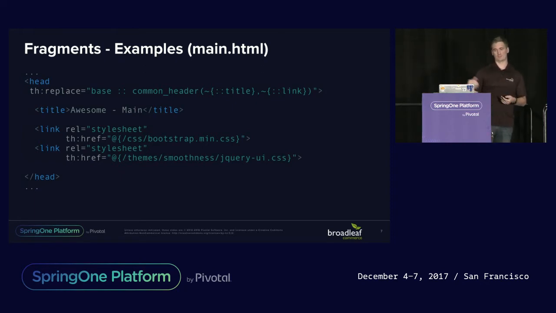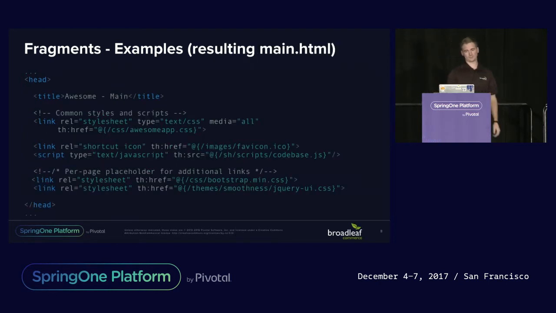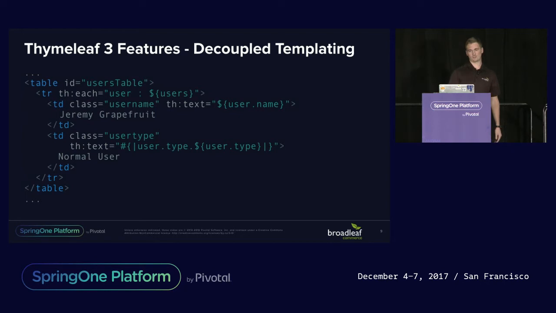And the next one's the same concept, but with links. So it's going to send me both those links. And it's going to actually send those as parameters to the common header fragment. So our resulting main.html, you would never really see this because it's going to get parsed out and everything. But this is effectively the equivalent at this point, where you have a head title with awesome main, the same CSS, same favicon, same JavaScript, and then your additional CSS at the bottom of the page. So I think this is really powerful. That's why I went first on it. This is one thing I want to get Broadleaf specifically actually using instead of the layout dialect, just for performance reasons. The next is decoupled templating.